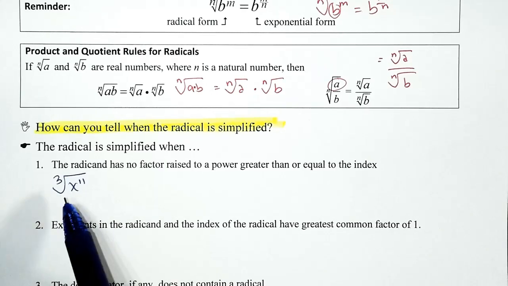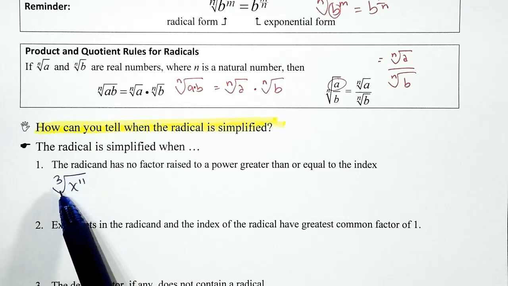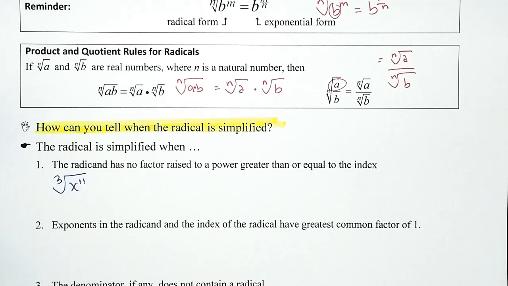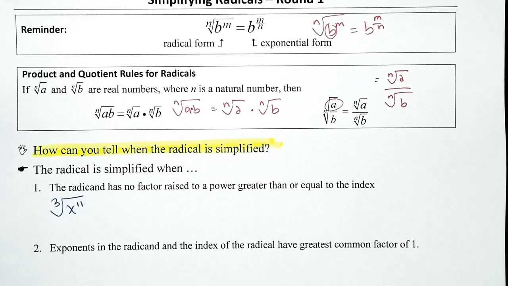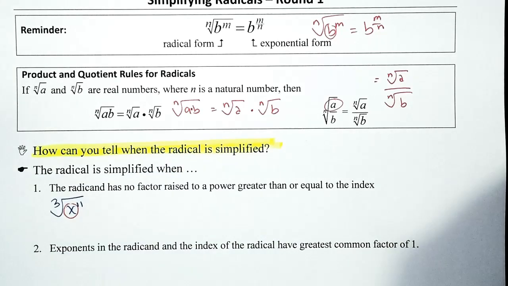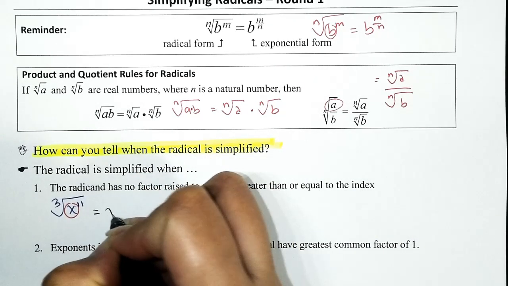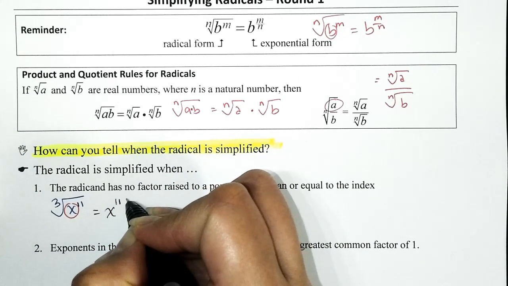So I'm like, oh man, 11 is not under 3, so I can simplify it. So how are we going to do that? We're going to go ahead and write it in exponential form, or in English, get it out of the radical. So to do that, we're going to keep the base, namely x, and then write the exponent as a fraction. Okay, it's going to be current exponent divided by the index.